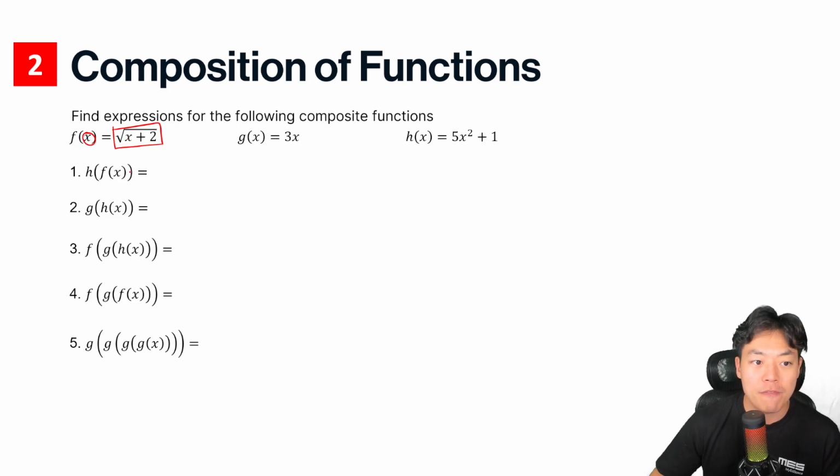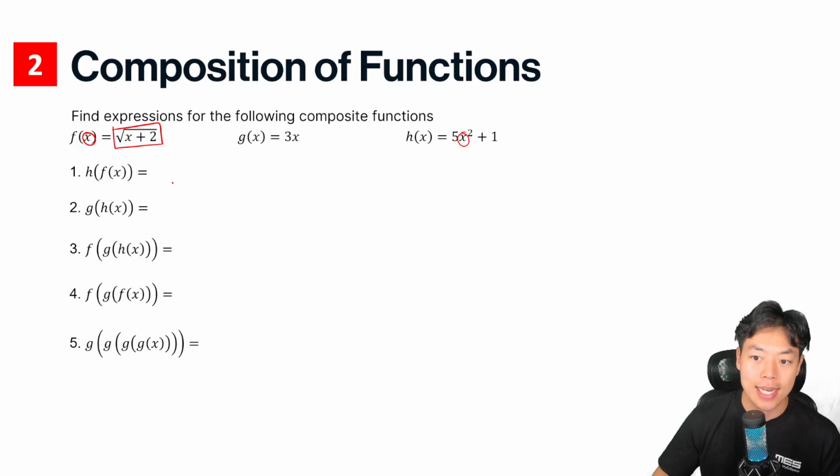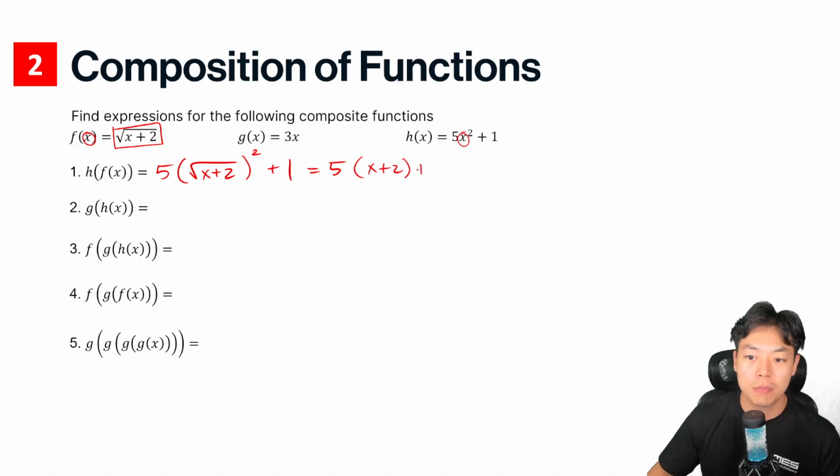So h of f of x means we are plugging in radical x plus 2 into this x in h of x. So we'll have 5 times f of x squared plus 1. So we'll get 5 times x plus 2 plus 1. And that gives us 5x plus 10 plus 1, which is 5x plus 11. Same idea here. We'll have 3 times h of x, because g of x is 3 times x.